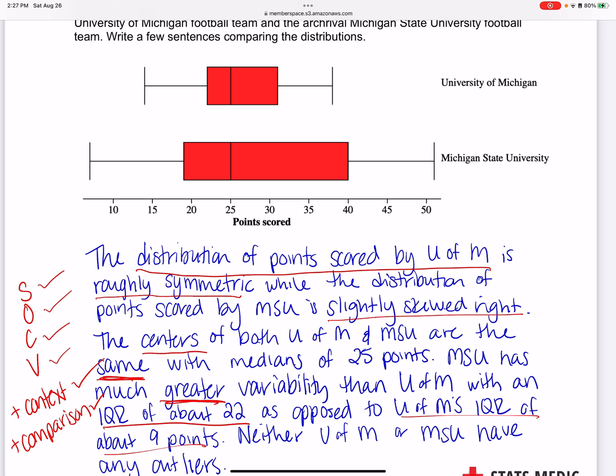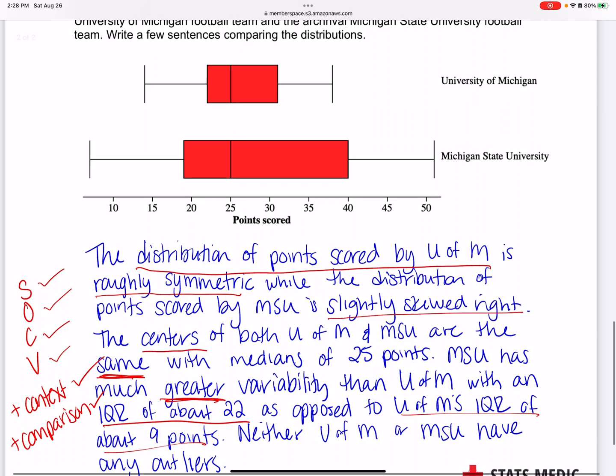It's pretty good. So the centers are both exactly the same at 25 points, so notice that I'm giving exact data. And then you're going to talk about that you have more variability with Michigan State. You don't have it exact. It looks like it's about 52 and about maybe 6. So you have 52 minus 6, and you can tell me what about that is. And the IQR is going to be, looks like about 40 minus 18. So you can give me about that. Looks like about 22 is the IQR, where University of Michigan looks about 9 points. Notice we're using the word about. We don't have exact, and we're going to have ambiguity, so we're going to use about. And neither one of them have outliers.